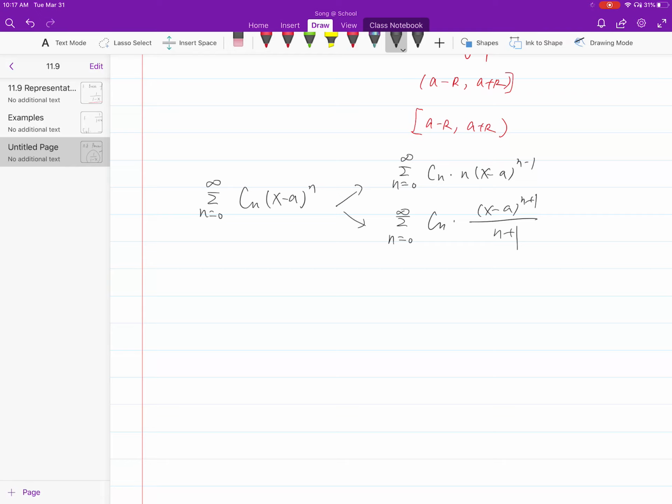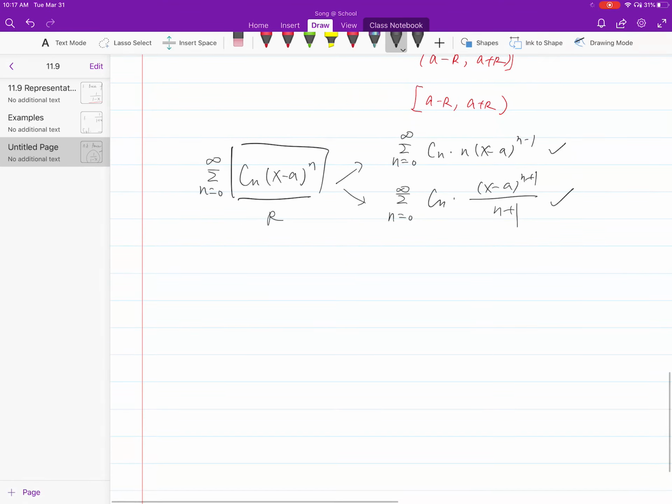Okay. Now, if this one has a radius of convergence R, what do you have for this one and this one? Now take a closer look. What's the difference? The difference is, number one, the Cn stay the same, so there's no difference. This part and this part are basically the same. If you do the ratio test, you still get exactly |x minus a|.